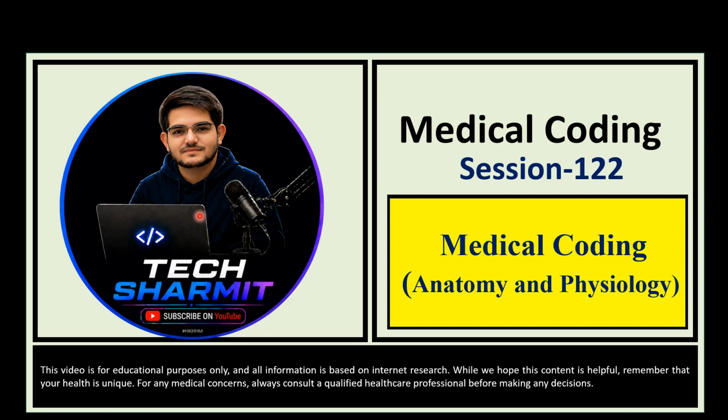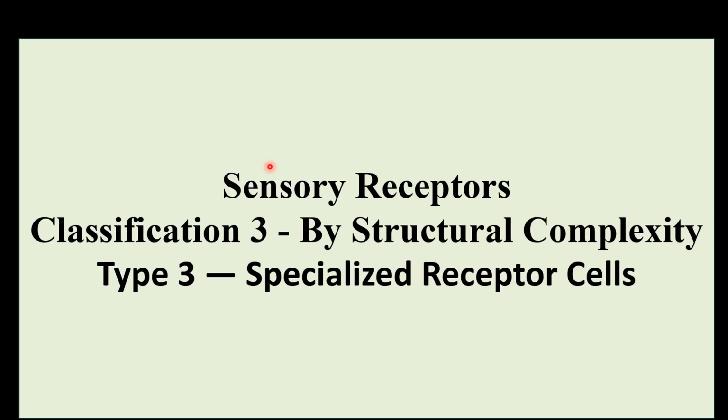In this session, we are going to talk about another very important topic related to medical coding anatomy, where we will be mainly discussing the last type of the classification, the third, that is specialized receptor cells. In this session, we will discuss in detail what specialized receptor cells are, how they work, what the types of them are, and how they are relevant to medical coding and clinical situations.